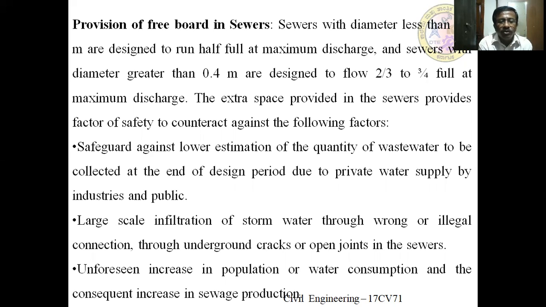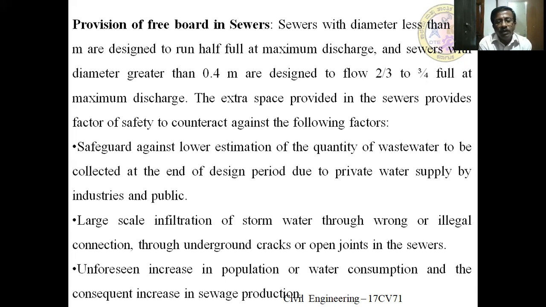Second, large-scale infiltration of groundwater through wrong or illegal connections, underground cracks or open joints in the sewer. If runoff occurs, a heavy amount of rainwater may enter the soil, and if there are faulty joints in the pipeline, it may enter that pipeline. That process is called infiltration. If the amount of infiltration is more, the discharge in the sewer pipeline may increase. And illegal connection means it is unaccounted for.